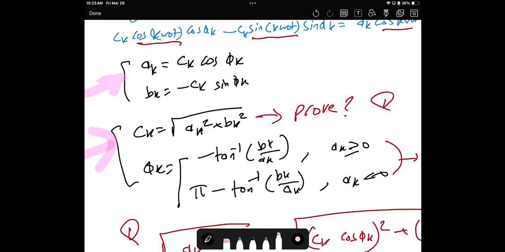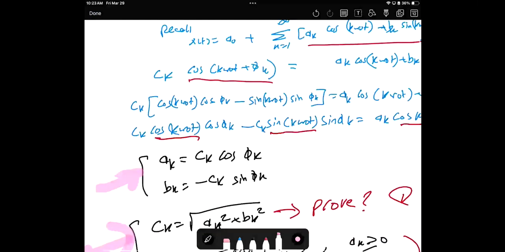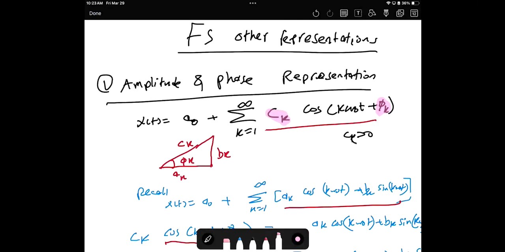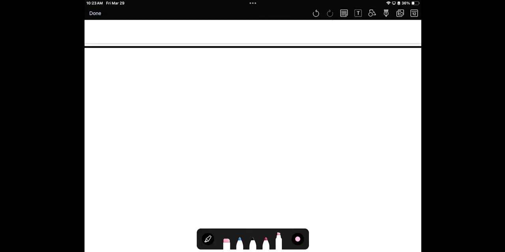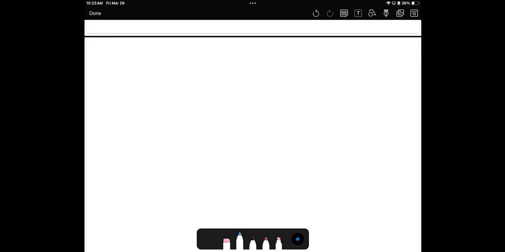Someone can say, what's the point of this representation? We already used A, B, A0, AK, BK, and they are working fine, right? Why do we need to switch to the other thing? The answer is there's something that you will see a lot later in what's called spectrums.